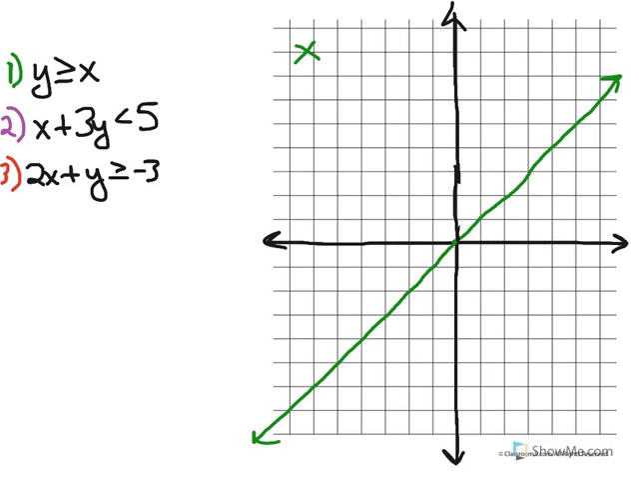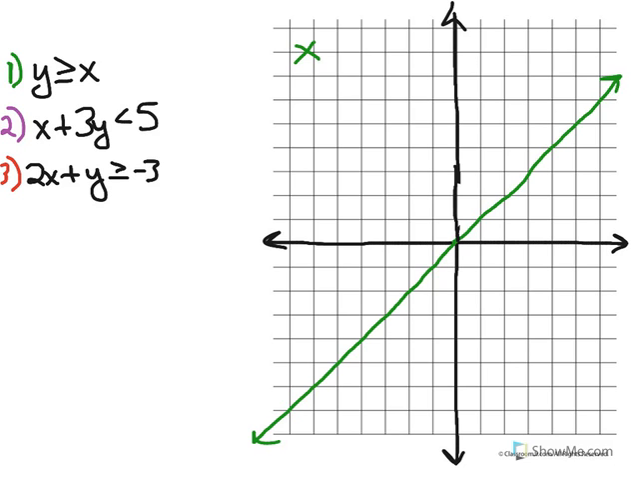So that's line 1. For line 2, we have a little more complicated situation to deal with. Our boundary is going to be the line x plus 3y is equal to 5. Notice that our operator does not have the or equal to symbol attached to it. So this time our line is going to have to be a dashed line when we put it in.